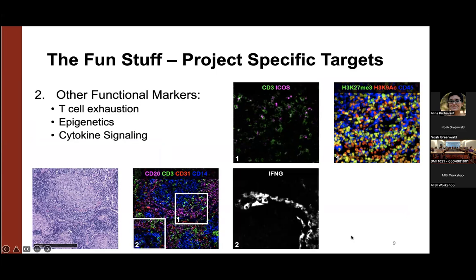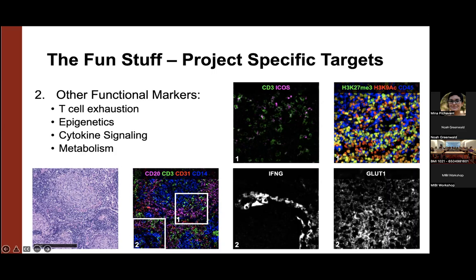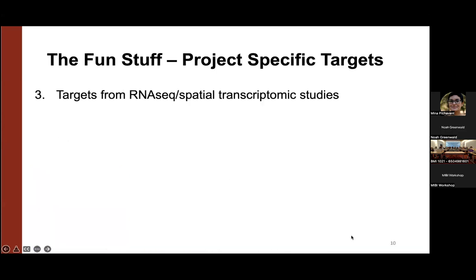Next, we can also look at some cytokine signaling. And so here I've included a representative image of interferon gamma expression in the granuloma. And then lastly, we can also look at metabolism. And so here's an example of GLUT1 to denote glycolysis in the myeloid core of our granulomas. Thirdly, for these project-specific markers, you can also include markers that you found based on some RNA sequencing or transcriptomic studies that your lab or others have performed.